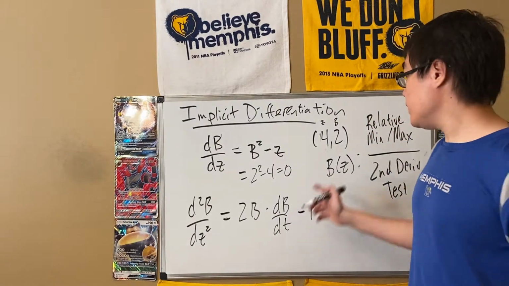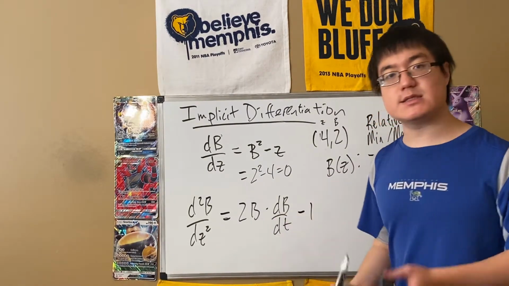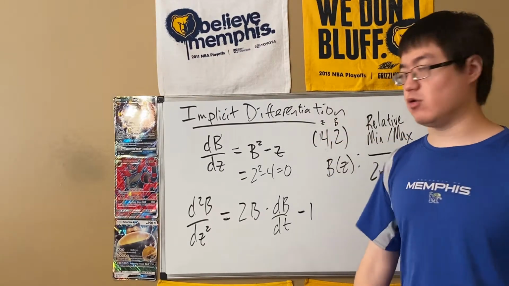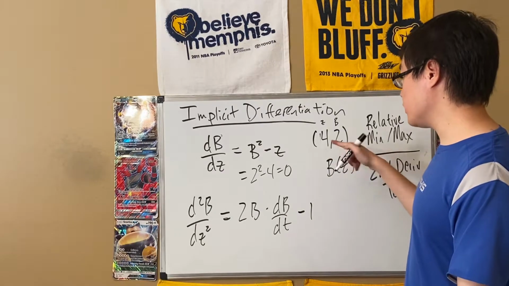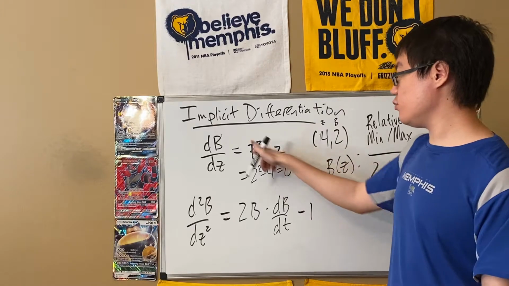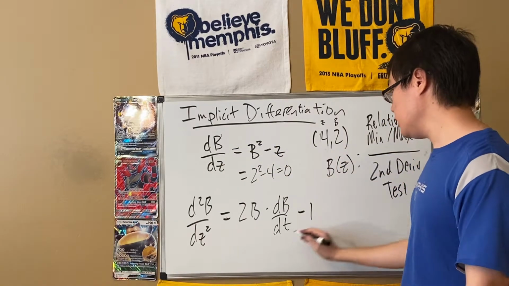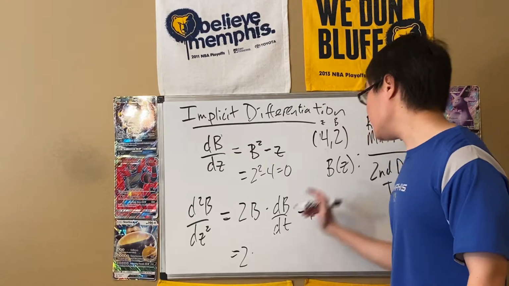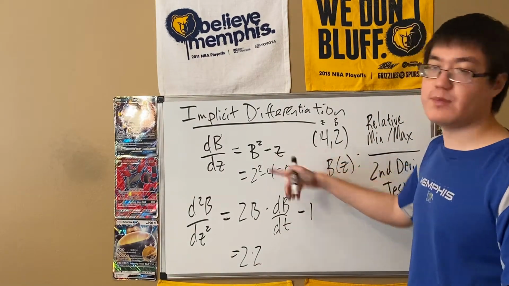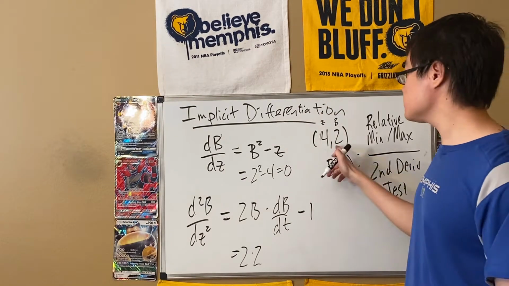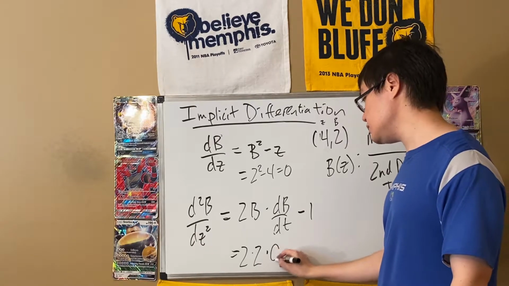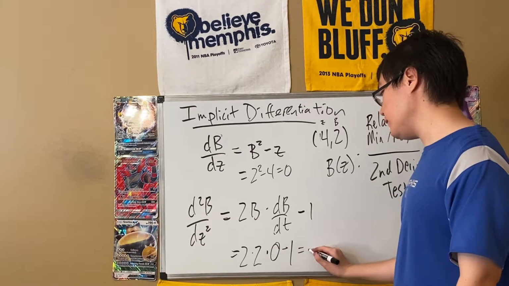So what we need to do is plug in 4 and 2 into all of this and see if we get a negative number or a positive number, because that would determine whether it's a relative min or a relative max. So when we plug in 4, 2, well, we already plugged in 4, 2 into the derivative, we're going to get 0. So we're going to end up getting 2 times b, which is 2. If you wanted to, you could replace db dz with b squared minus z and plug it in. But because we already plugged it into the derivative, we know that it's going to be 0. So it's going to be 2 times 2 times 0 minus 1. Looks like we have negative 1.